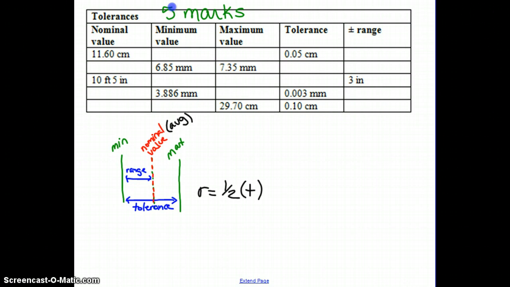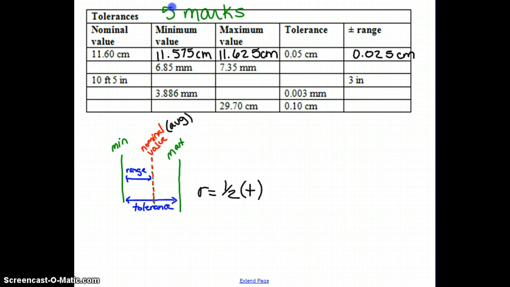So let's have a look at the first row here. We've got our nominal value and we've got our tolerance. So let's figure out the range. The range is half of the tolerance, so 0.025 centimeters. Then to find our min, we're going to subtract our range from our nominal value. So we get 11.6 minus 0.025 is 11.575 centimeters. And we add on the 0.025 to get our max value. So we get 11.625 centimeters for our max.